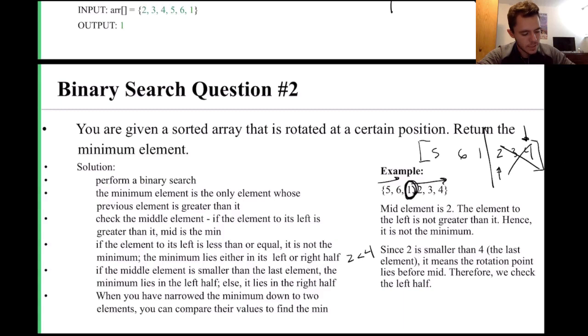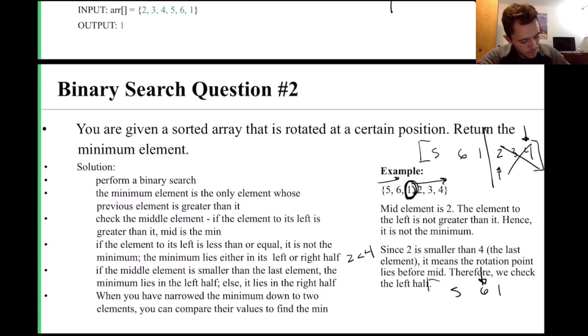So we're going to perform this again. 6 is going to be our middle element. We're going to check 5, 6, 1. Is 6 less than 5? No. Okay, so it's not here. All right, compare 6 to the last element. 6 is greater than 1. That means that the element has to lie somewhere to the right.